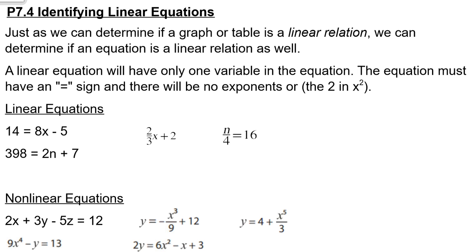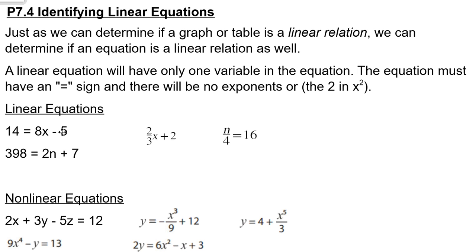The equation must have an equal sign. If it doesn't have that equal sign, that means that it's not an equation. Remember when we talked about equations versus expressions? Expressions do not have the equal sign, but an equation does. And there will be no exponents, or the 2 in the x to the 2. So there will be none of these little numbers that are hiding up above the top of a variable.